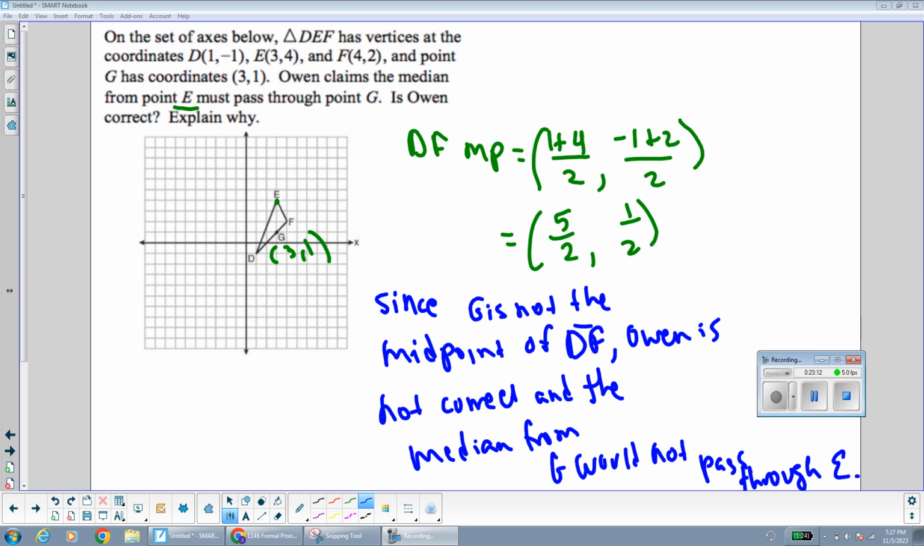So since G is not the midpoint of DF, Owen is not correct, and the median from E, typo, the median from E would not pass through point G. It would pass through the point (5/2, 1/2).